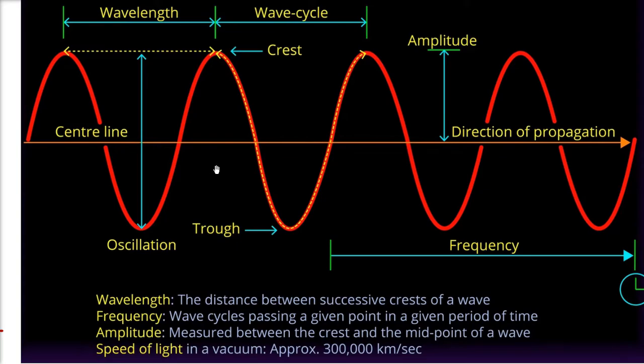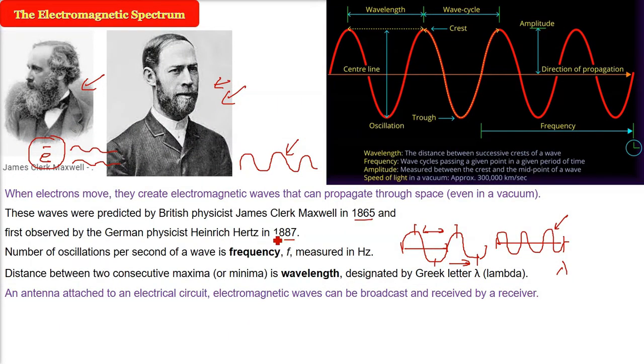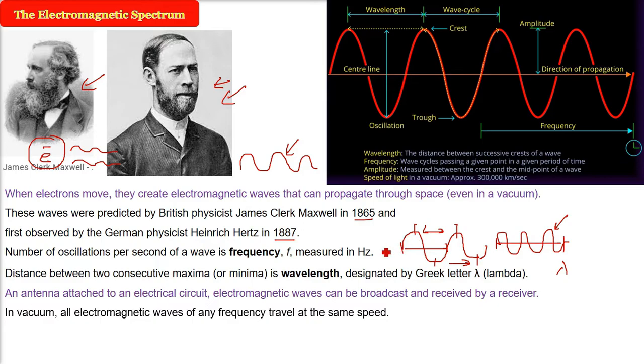Amplitude. Frequency is the number of oscillations per second. We can also call it wave cycles passing a given point in a given period of time. So these are terminologies that we will be using without any definition, so you need to understand them. Then the speed of light in the vacuum is 3 into 10 to the power 8 meter per second.